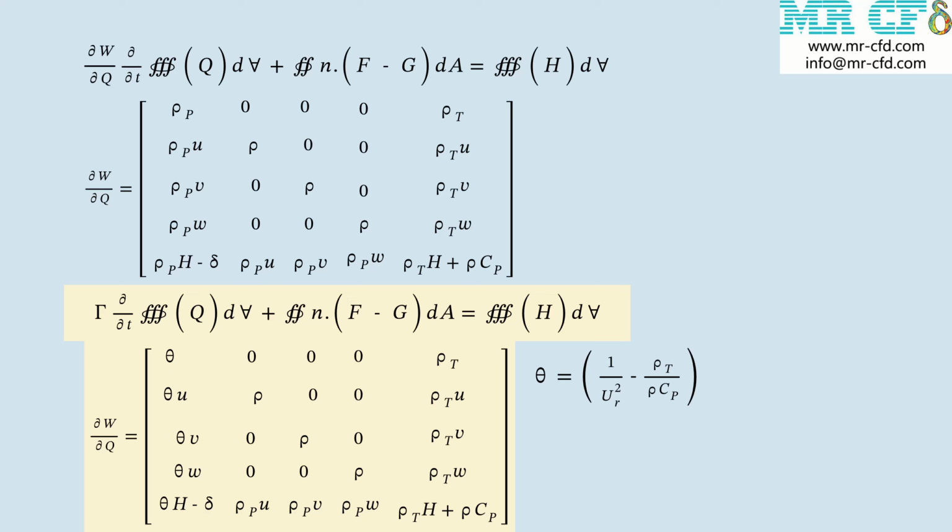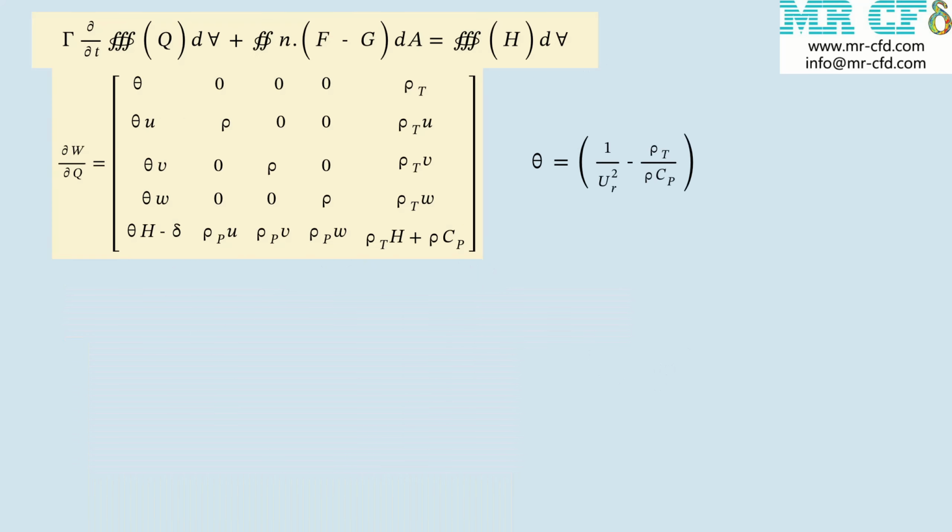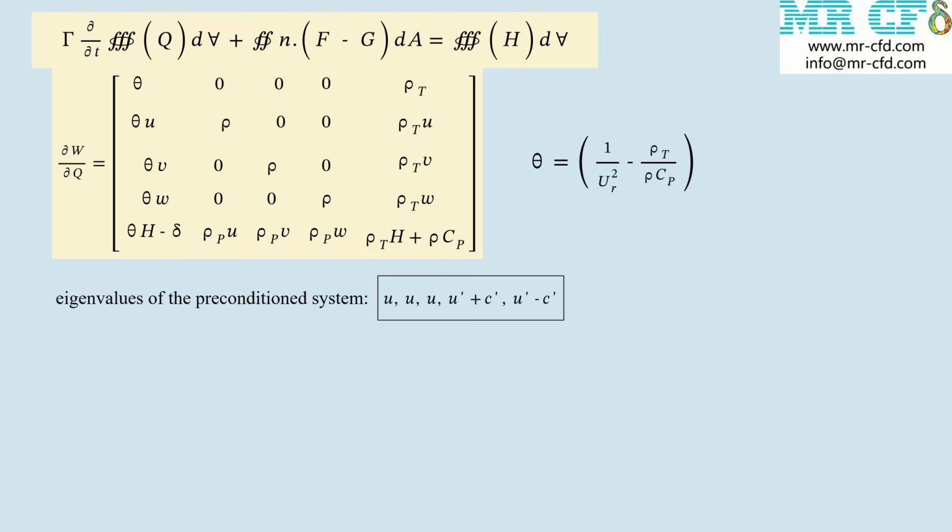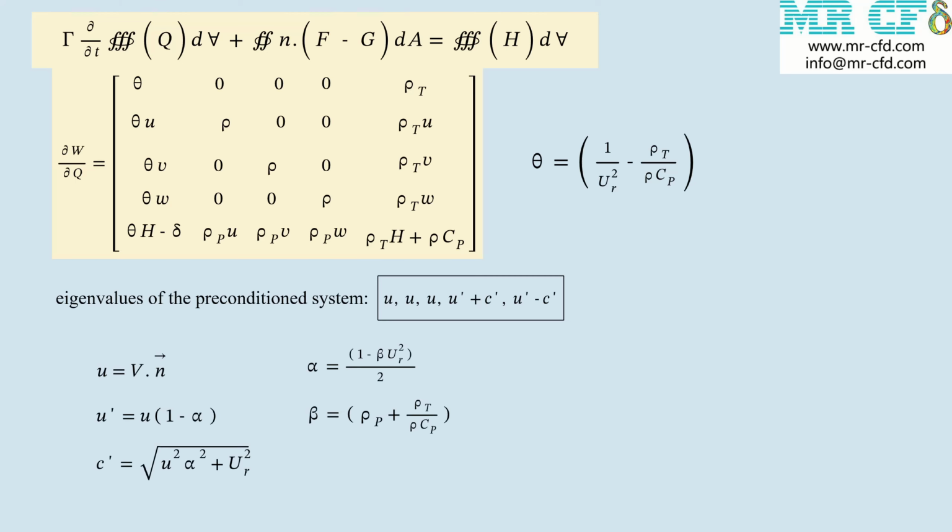Here, the parameter theta is given by 1 over Ur squared minus ρT divided by ρCp, where Ur is a locally chosen reference velocity. This reference velocity, Ur, is selected to ensure that the eigenvalues of the system remain well conditioned with respect to both convective and diffusive timescales. The resultant eigenvalues of the preconditioned system are given by the relations for u prime and c prime, represented with the formulas of alpha and beta.